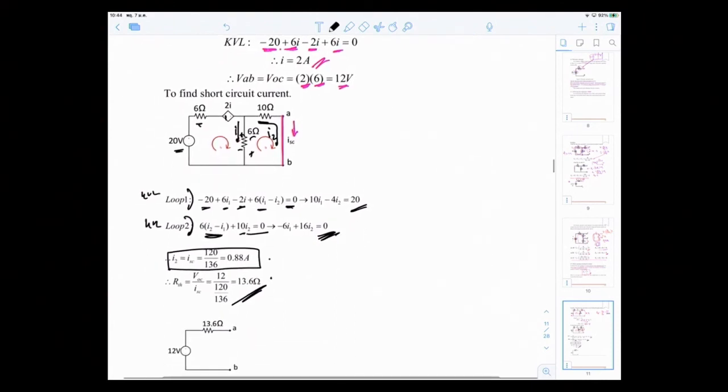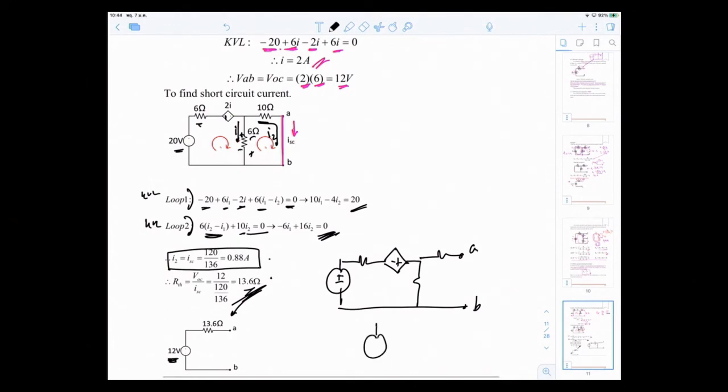So therefore your Thevenin equivalent circuit consists of the VOC or VTH, which is 12 volt, in series with RTH, which is 13.6, at points A and B. So you have simplified this circuit, even with the dependent source, to simply 12 volt and 13.6 ohms at AB. That's it. So it makes your life easier, whatever you want to insert at AB.